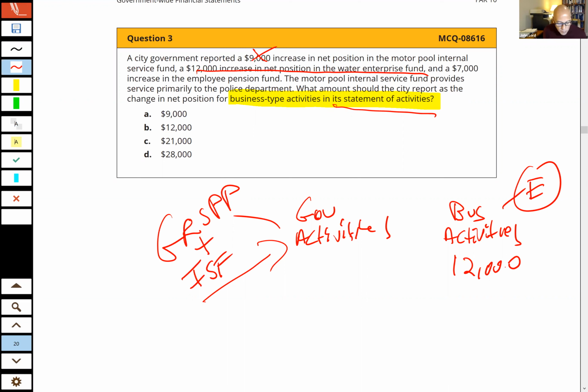And then they talk about 7,000 for the pension. Well, pension is one of my fiduciary funds, which are not reported at the government-wide level. So the answer, which most of us got right, is 12,000.